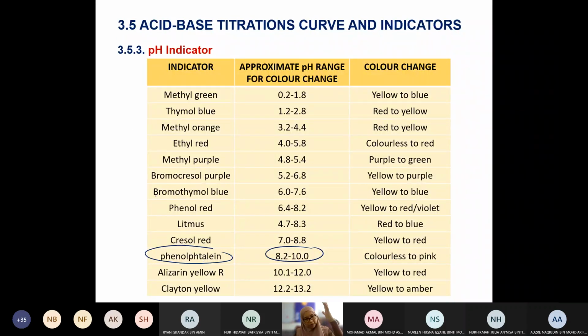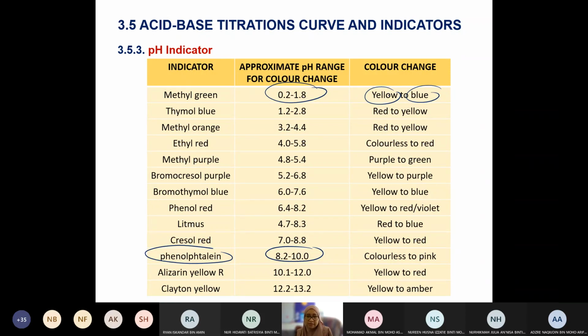Okay, alright. So here we have quite a number of indicators that can be used. Okay, as you can see, we have the range. Range ni maksudnya the color will change. Okay, the indicator will change color from yellow to blue. Tapi bila dia change color? Okay, bila dia change color. So dia change color maksudnya 0.2, 1.8. Maksudnya dia akan change color.